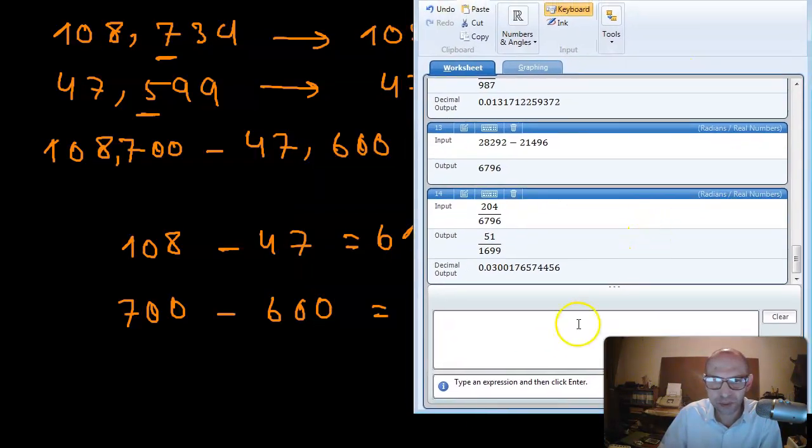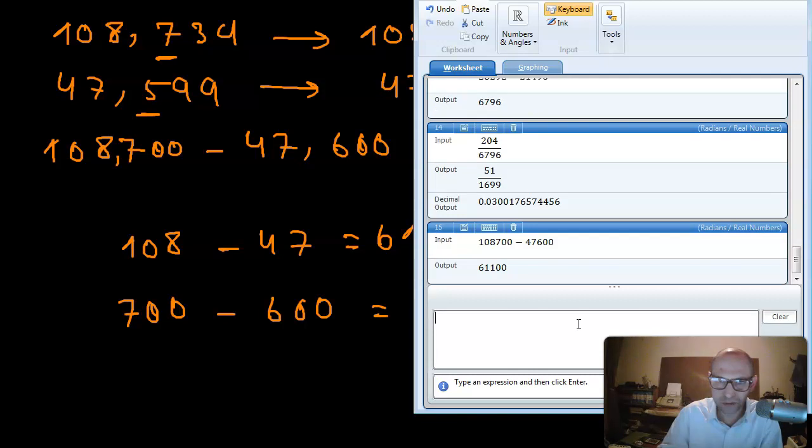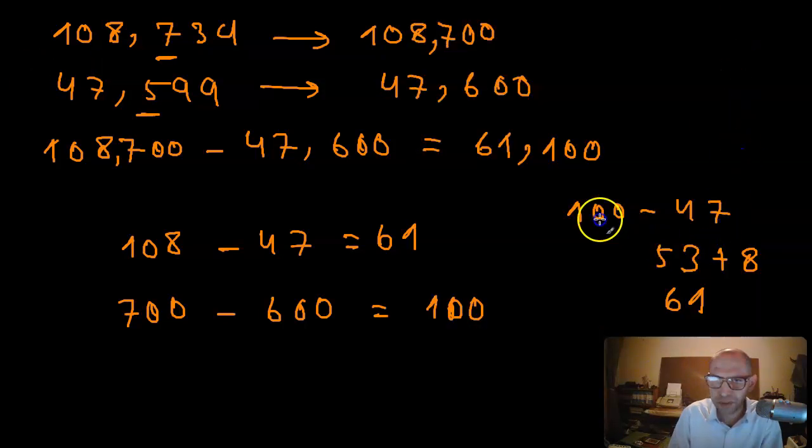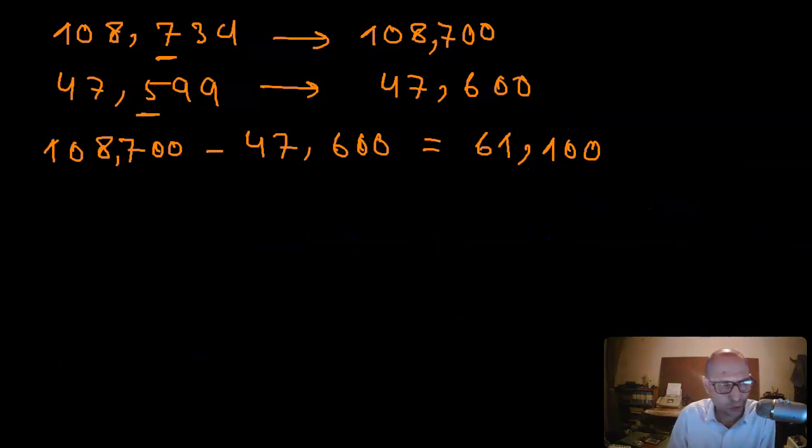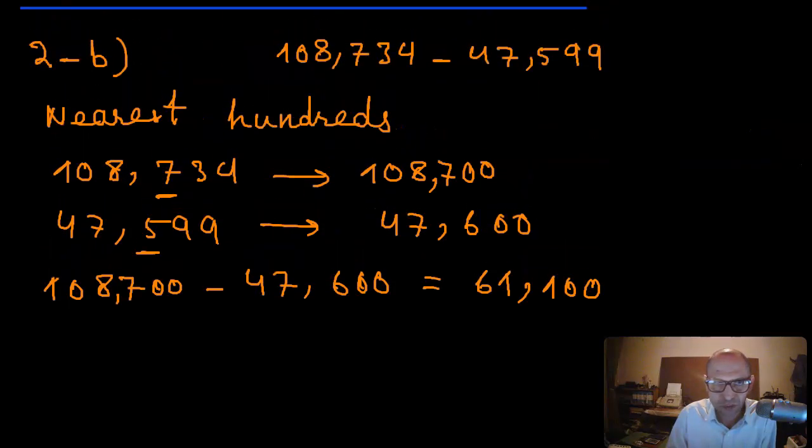Right, and of course we can do this calculation on a calculator as well. We could say that 108,700 minus 47,600 is 61,100. So whenever it's possible, you can break the calculation down and do it in any way that makes sense in that particular situation, right? So this is rounding the numbers to the nearest hundreds.